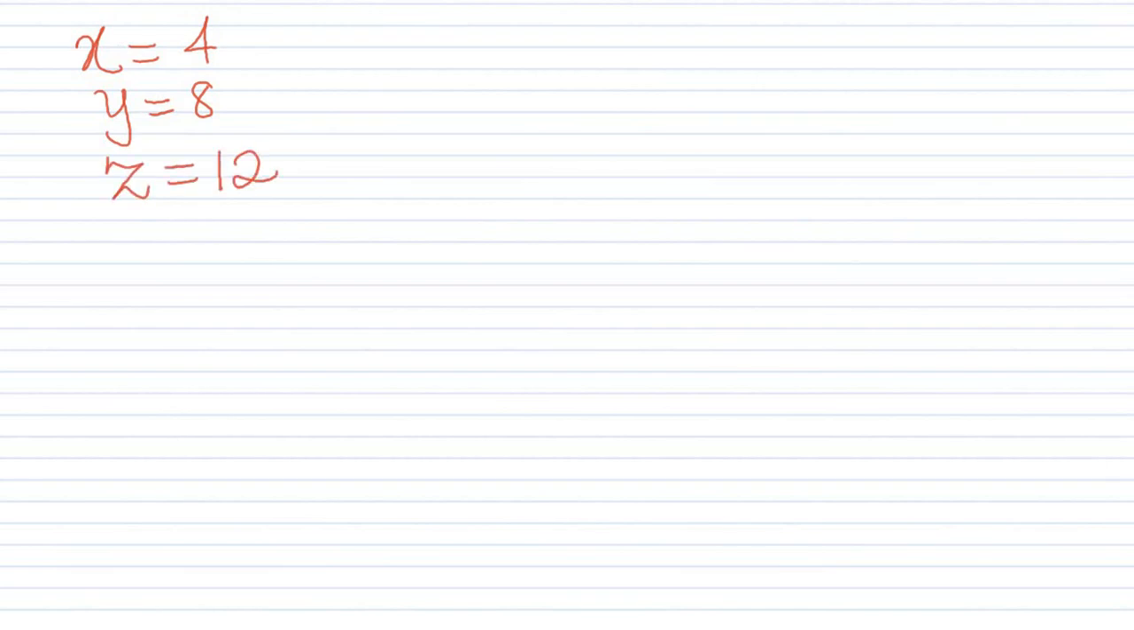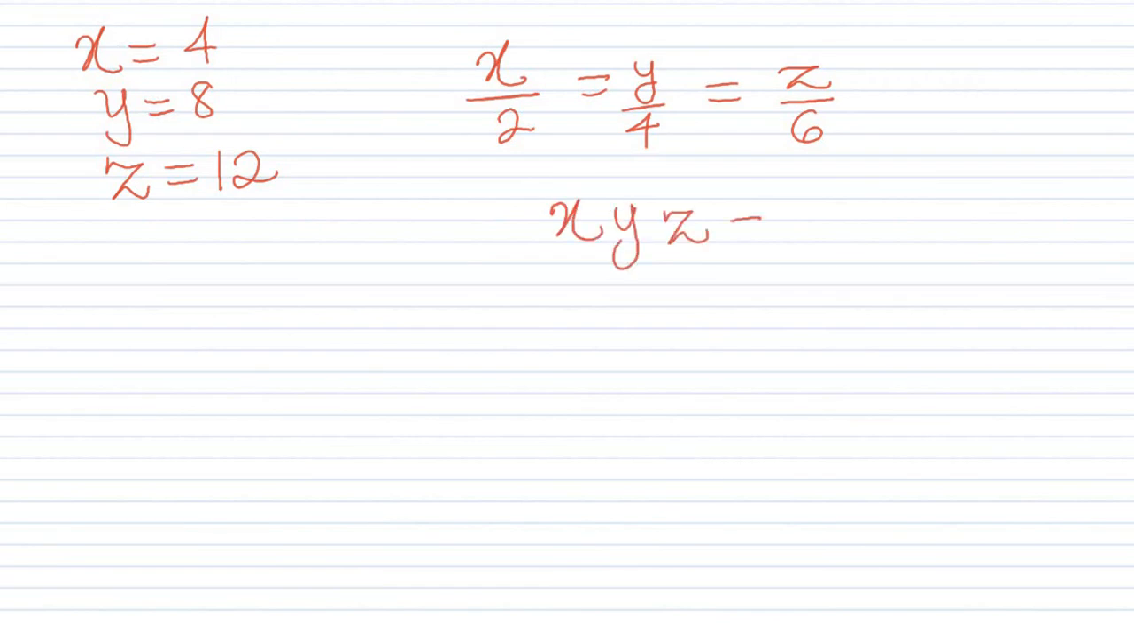Now, in order for you to check that your work is actually correct, you can use either of the two equations. You can use the equation x over 2 equals y over 4 equals z over 6, or you can just use the one with x times y times z, so xyz equals 384, or you can just use both. So we're going to do a check here. For the top one, let's use both equations to check it out, right?